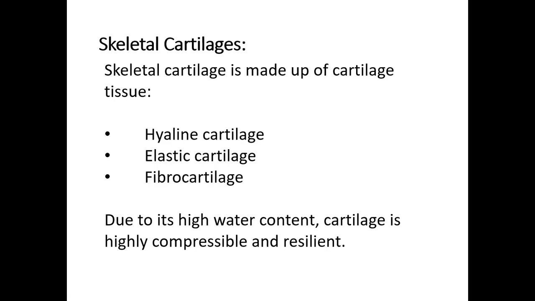Fibrocartilage are layers of collagen. They support areas where there's a tensile strength, so it's like extremely strong support there. Locations would be in your intervertebral disc, the pubic symphysis, the sternoclavicular joint, as well as articular disc.